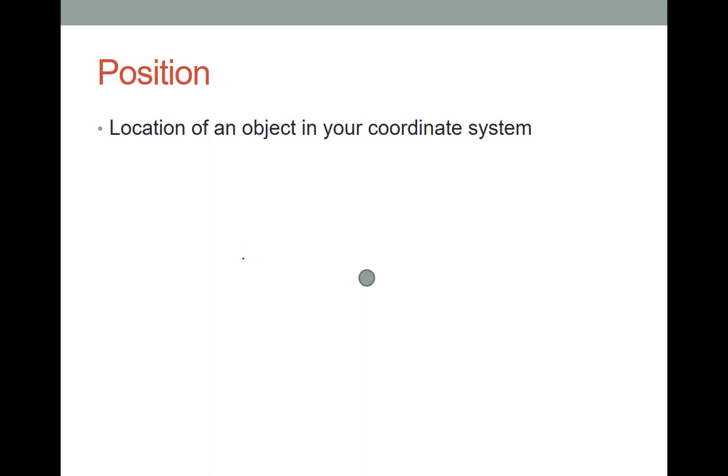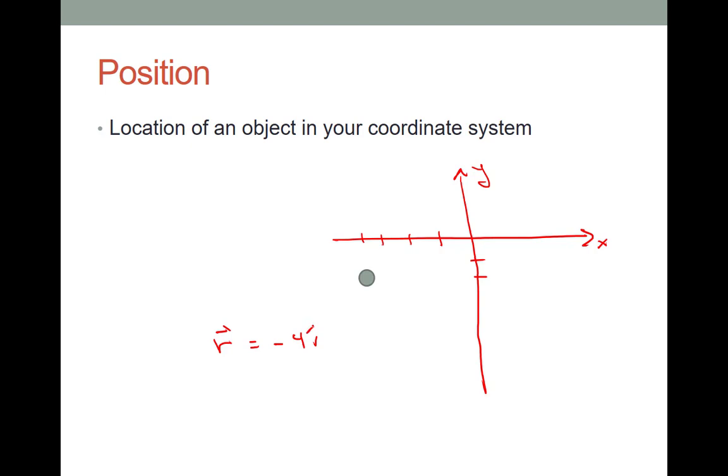If I set up a different coordinate system, 1, 2, 3, 4, 1, 2. Now the position of the object is at -4 in the i hat direction and at -2 in j hat. As you can see, the position very much depends on the coordinate system. Everybody could have a different position because they define their coordinate system differently.